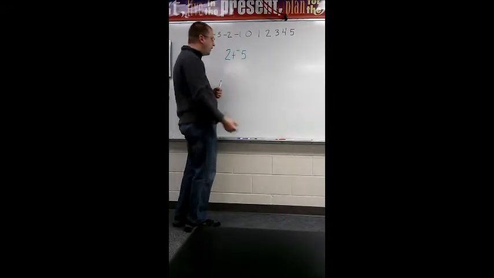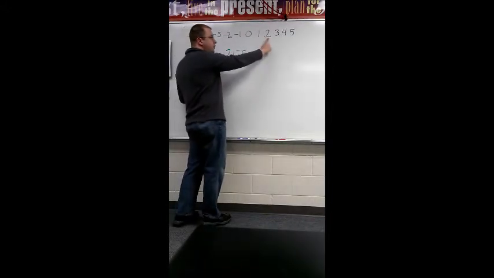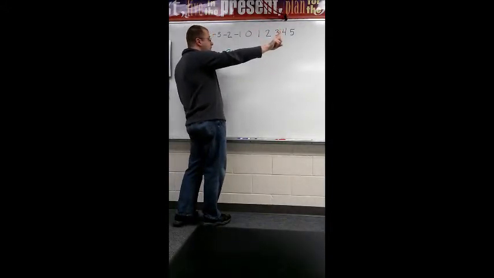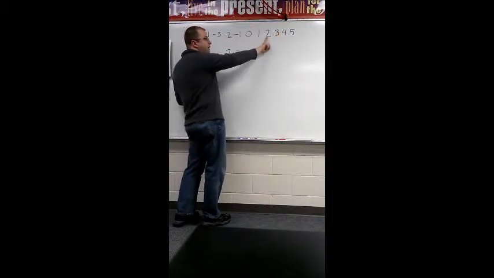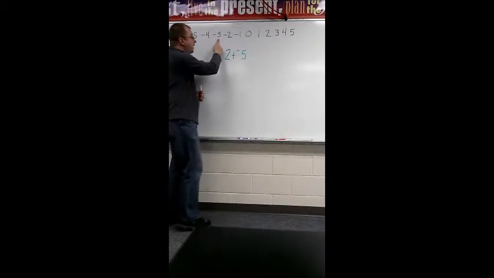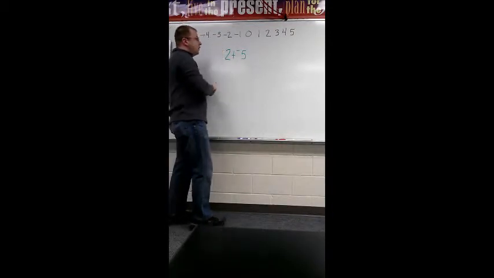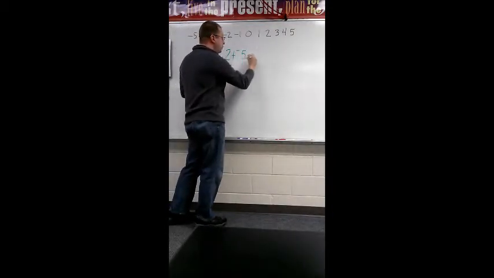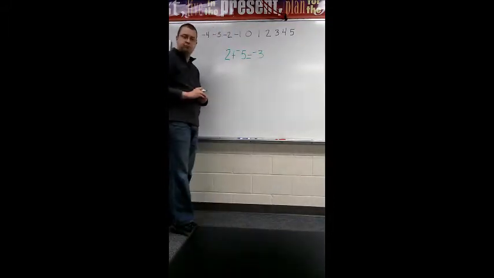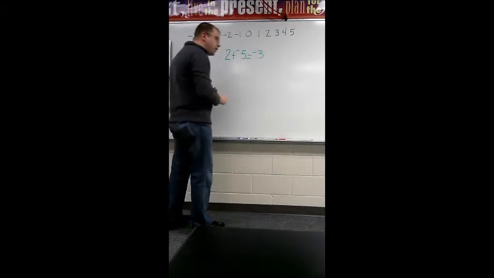So let's put it all together. I start at 2. I'm adding, so I face that way. I have a negative number, so I'm going to work my way this way, 5 spots. 1, 2, 3, 4, 5. I ended up at negative 3. So the answer to 2 plus negative 5 is negative 3. Let's try another problem.